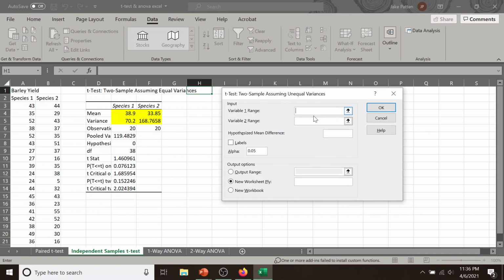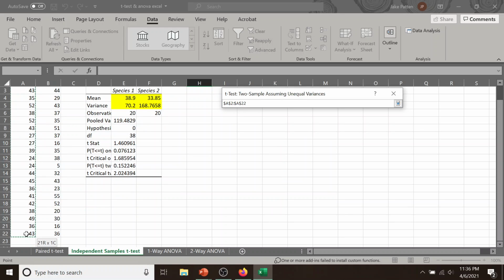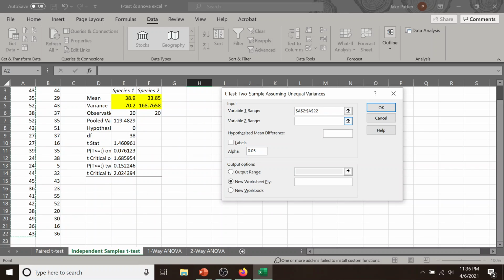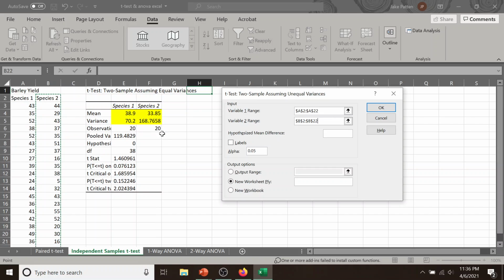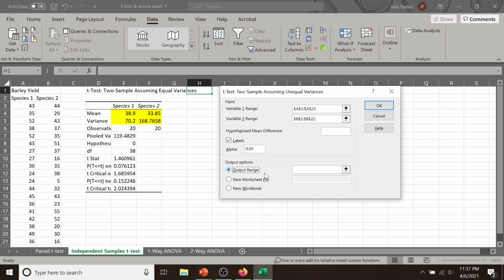Your variable 1 range is the same range, including the label. Your variable 2 range is the same thing, including the label. And you don't have to go from the top. You can go from the bottom. Sometimes that's easier. Remember to tell it you have labels. I'm going to put it in the same worksheet, so I'm going to have it do an output range. I'm going to go into cell H1, and I'm going to click OK.